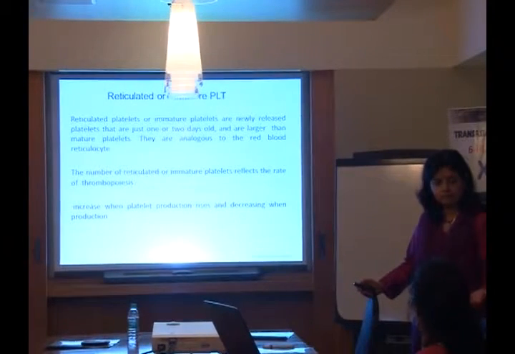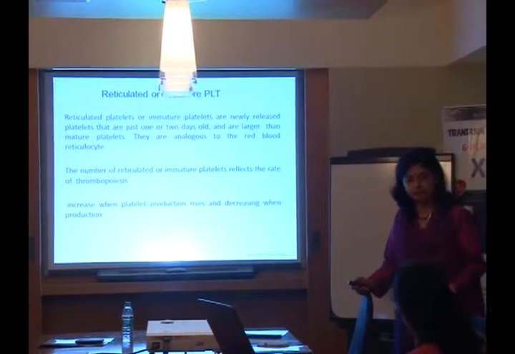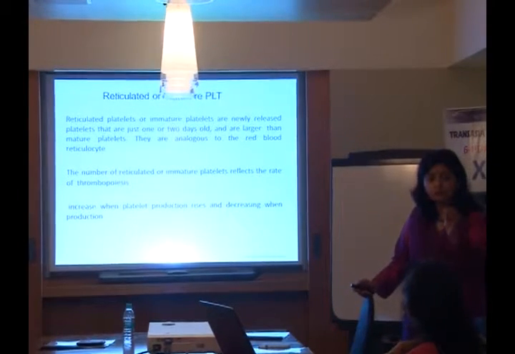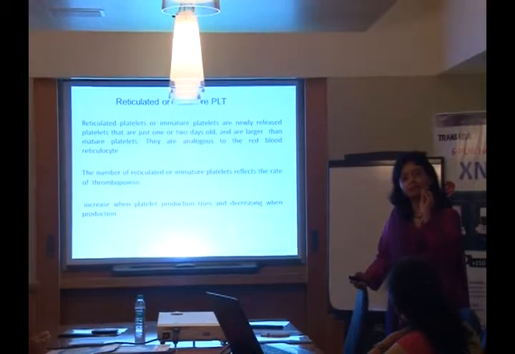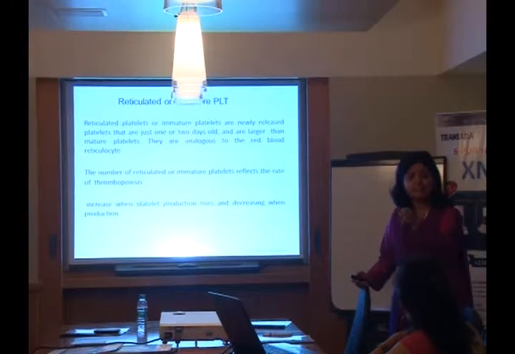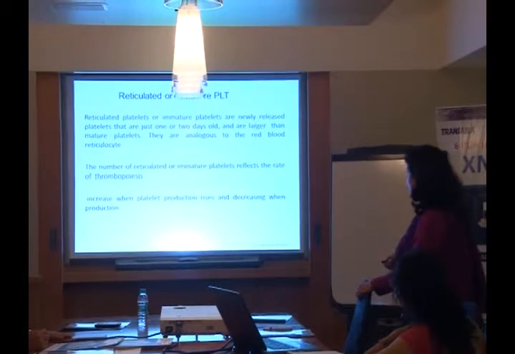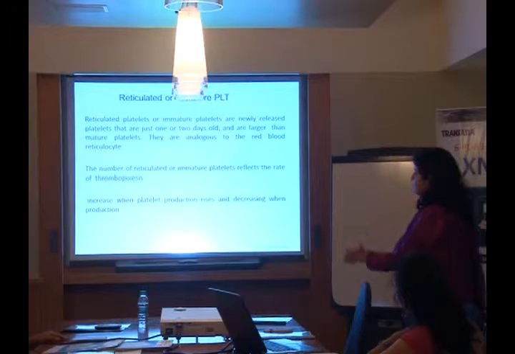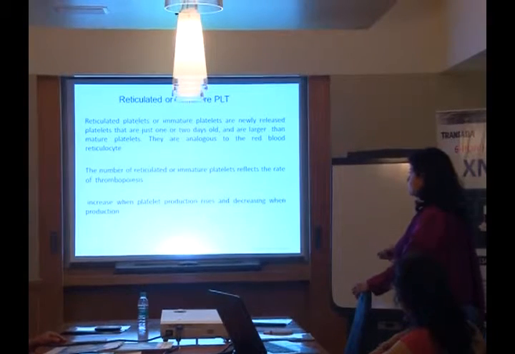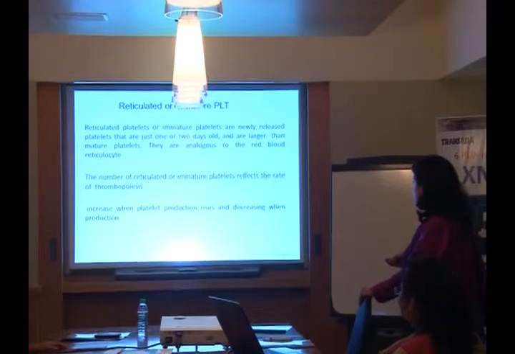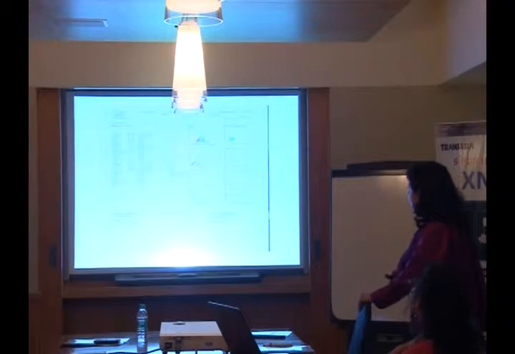Like our RBC reticulocyte count, you have a reticulated platelet also, which is large in size and the most immature. So how is it getting counted? Again on the dye, it has RNA, right? So that is what optical is counting, the reticulated platelet. And an increased number of reticulated or immature platelets reflects the rate of thrombopoiesis; it increases when platelet production rises and decreases when there's a problem with production.